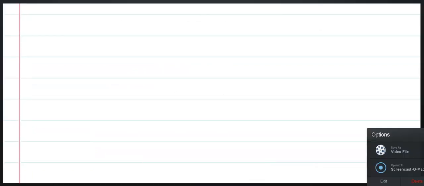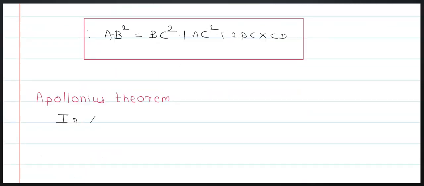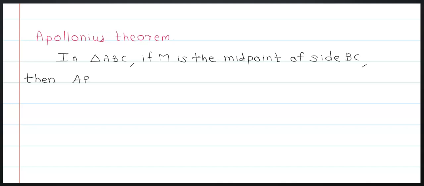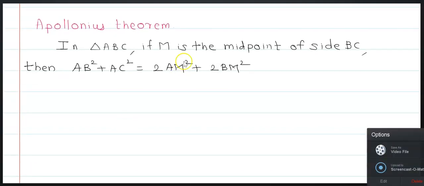Now see this here, the Apollonius theorem. On this theorem, the board always asks examples and not to prove it. In triangle ABC, M is the midpoint of side BC. Then AB square plus AC square is equal to 2 times AM square plus 2 times BM square. That is, in triangle ABC, M is the midpoint of side BC, so AM is the median of the triangle.